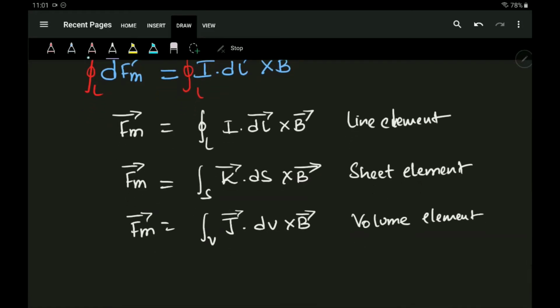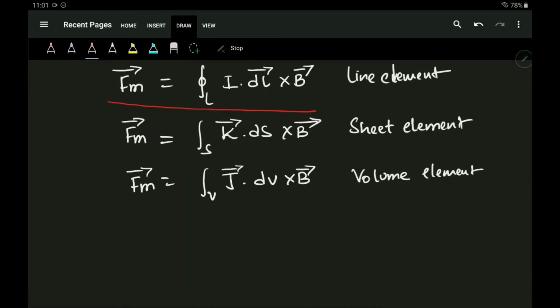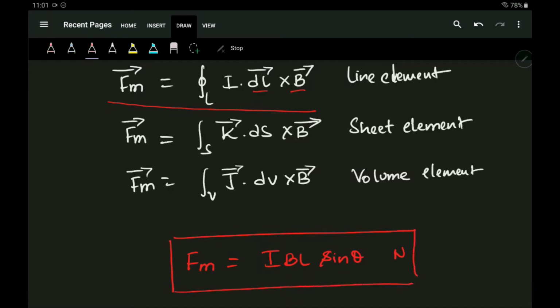Specifically, if I take only the line element and want to simplify it, the force experienced by that line element can also be written as I B L sin theta. When I apply the cross product of dl and B vectors, it becomes I B L sin theta in newtons. This can also be used to calculate just the magnitude of that force.